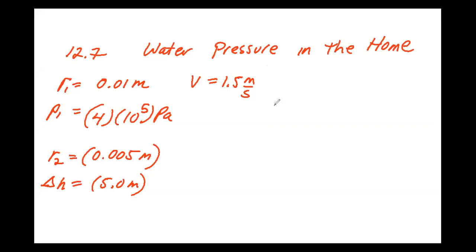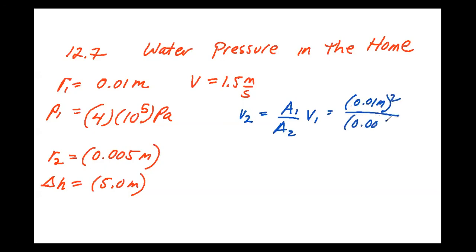All right, we're going to find the flow speed first. We're going to use that continuity equation. So we're going to say v2 equals A1 over A2 times v1. And we can take those pi things out, it's pi r squared over each. Why are they using centimeters? Oh, because the centimeter squared drops out too. So it's going to be 0.01 meter, quantity squared, divided by 0.005 meter, quantity squared, times v1, which is 1.5 meters per second. And this is going to give us v2 equal to 6.0 meters per second.